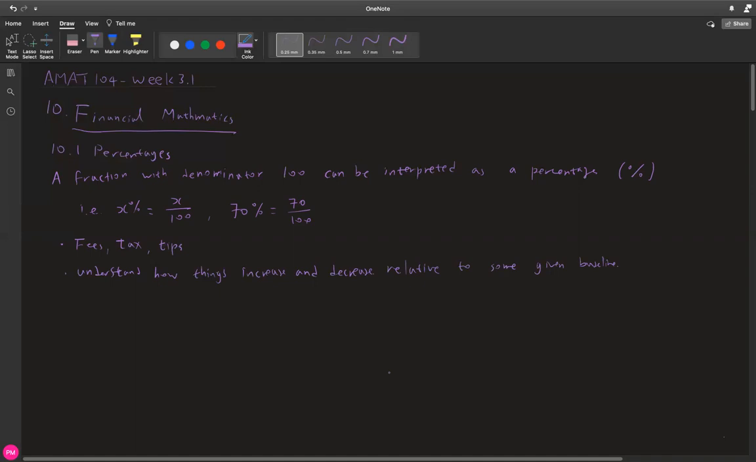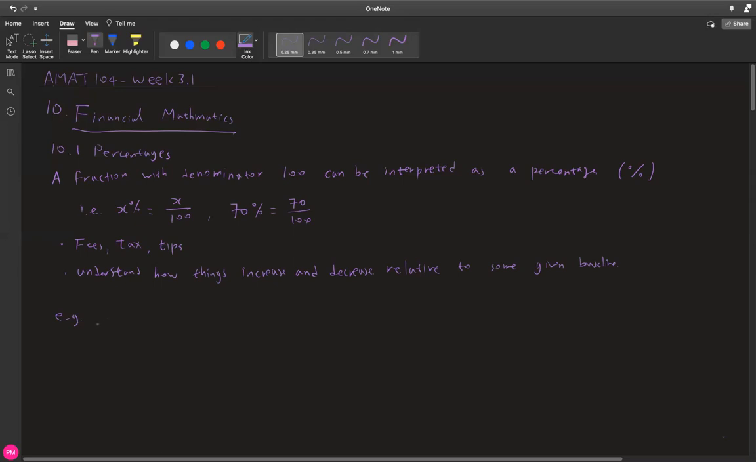So that's really it for all these different concepts of percentages. That's all you really need to know. But just so you are used to the concept and how it's used, let's go through a few examples.